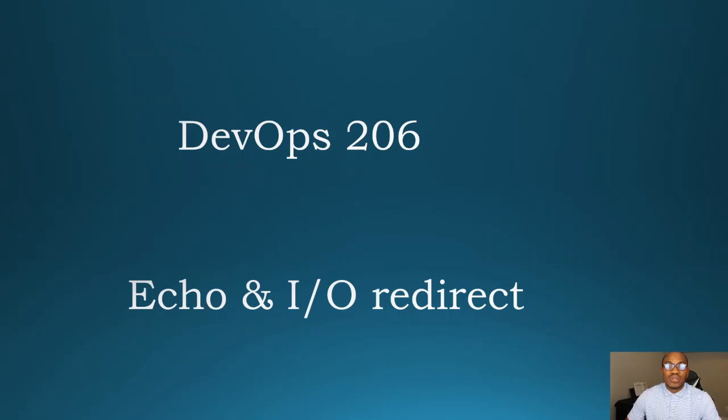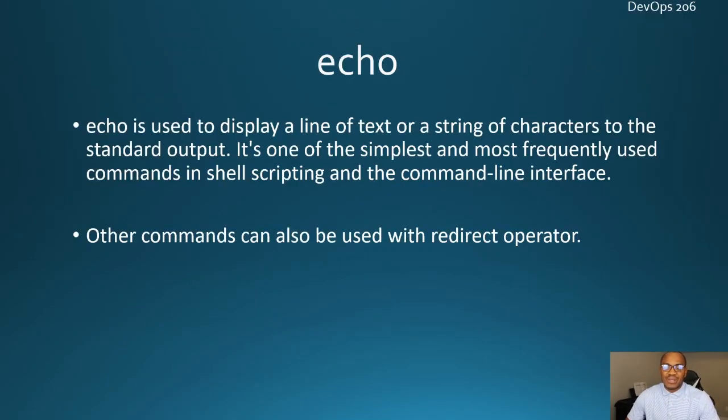My name is Enoch. Today we will continue in our series on Linux. We'll be looking at echo and input-output redirect. Echo is used to display a line of text or a string of characters to the standard output. Standard output is by default connected to the terminal.